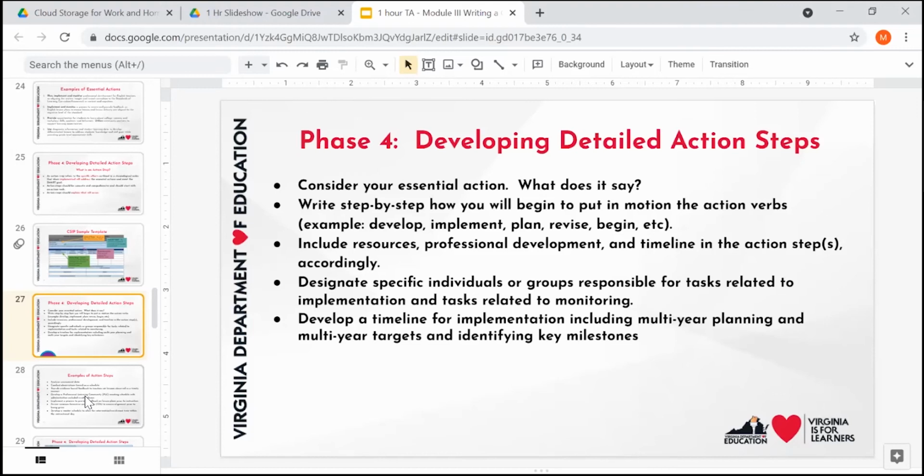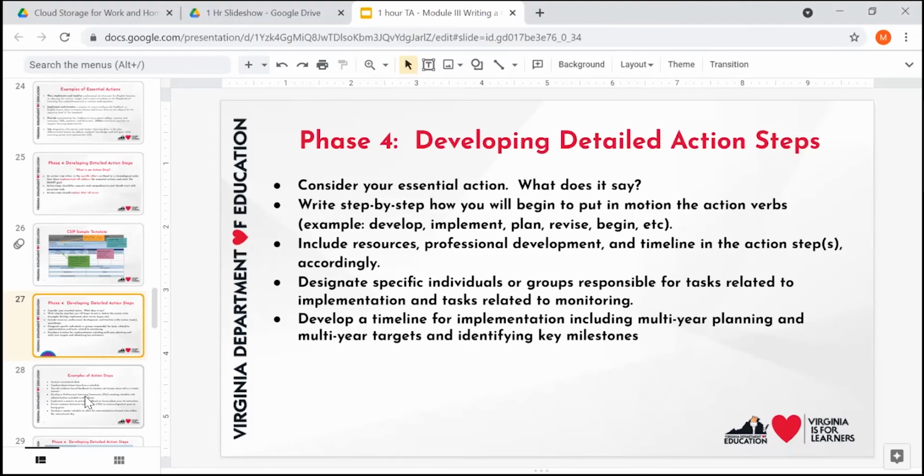Then you'll designate, right, the specific individuals or groups responsible for tasks related to implementation and tasks related to monitoring, right? So who is doing the work, right? Who is doing that action step, right? If it's a potential strategy that you're using, the teachers are implementing that strategy, right?